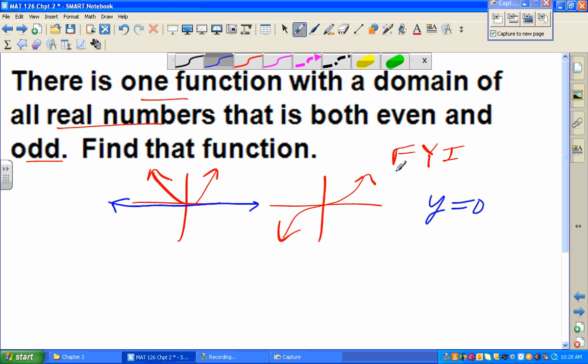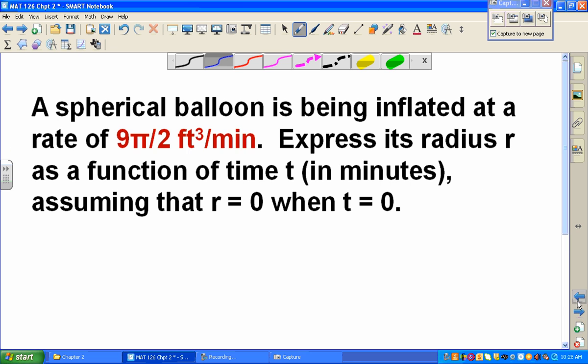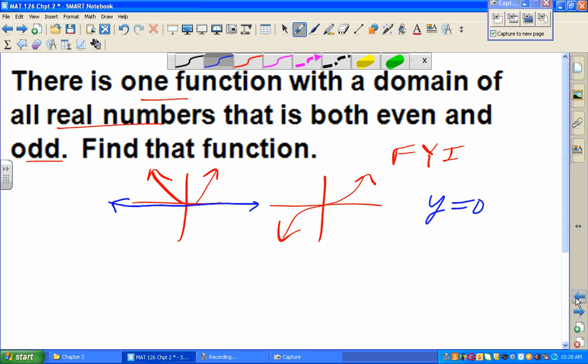Tangent? No, not tangent. Absolute value? No. I'll go with that one. Could it be x equals zero? That's not a function. It's a vertical line. It wouldn't pass the vertical line test.